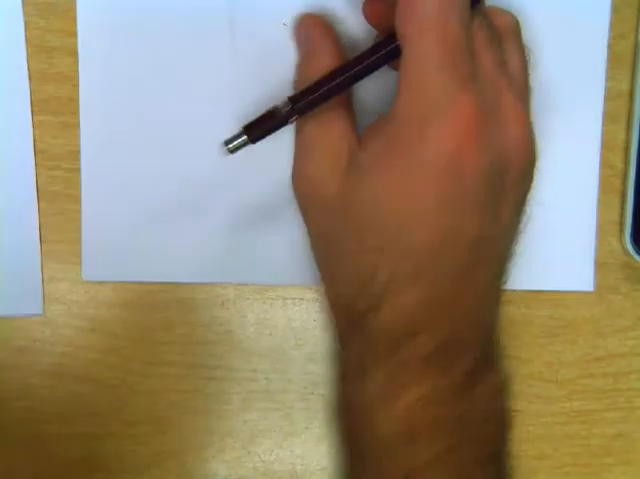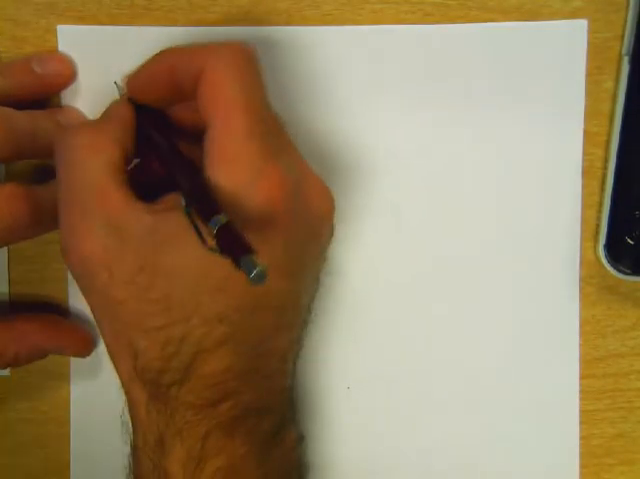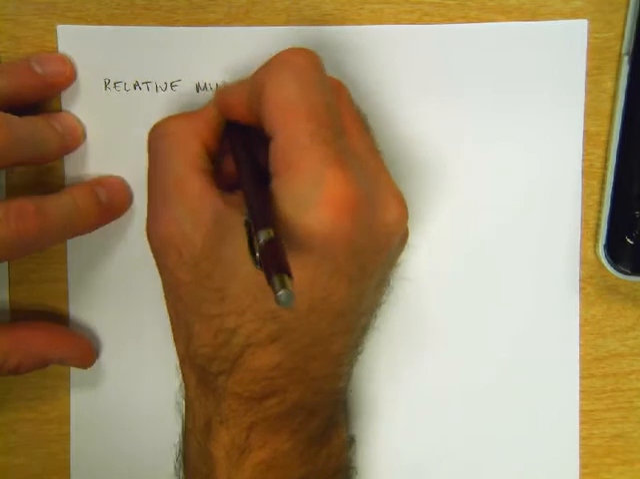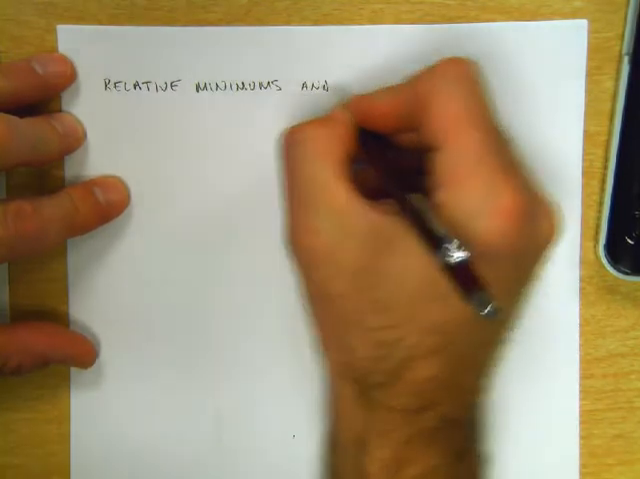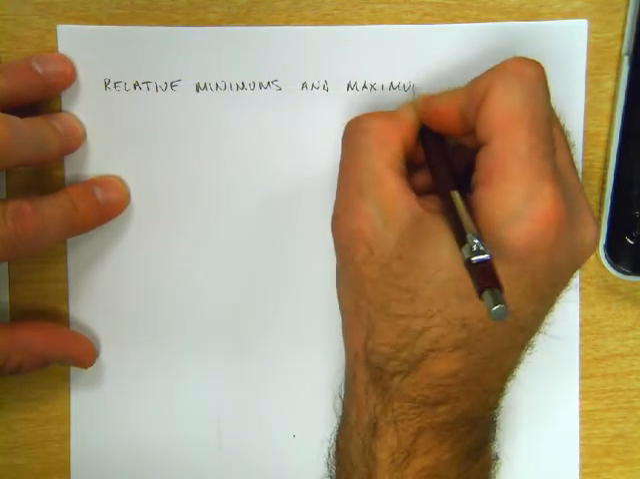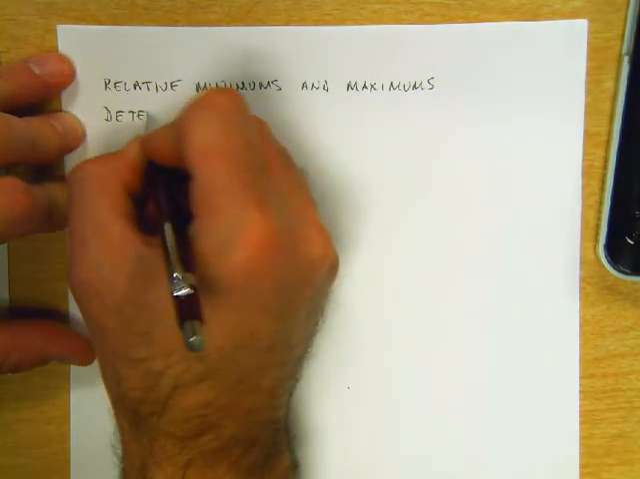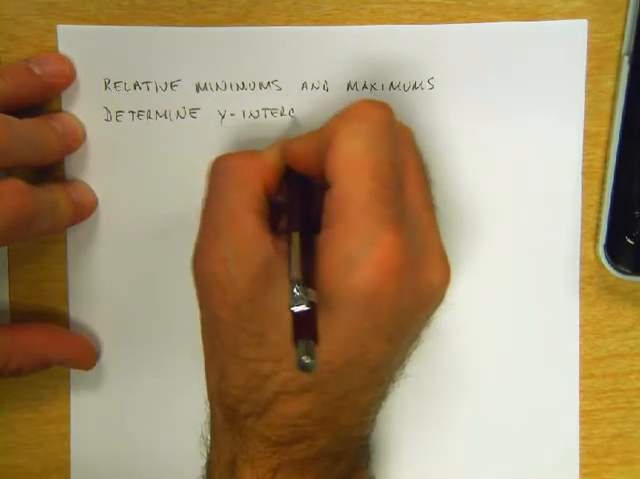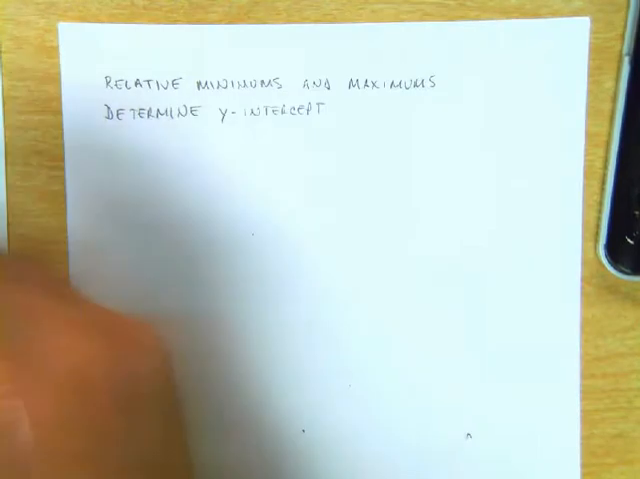Okay, so what we're going to do next is we are going to talk about relative minimums and maximums, and we are going to determine the y-intercept from standard form.